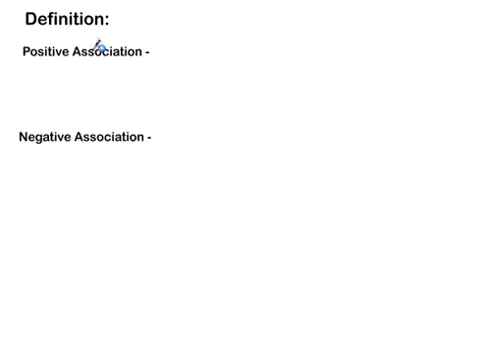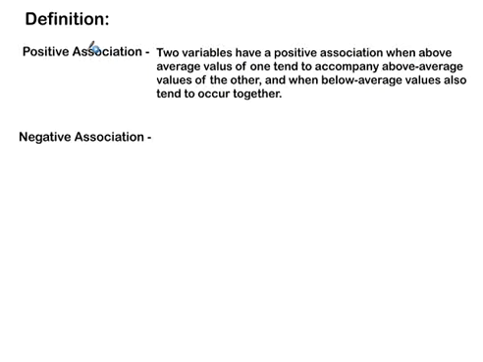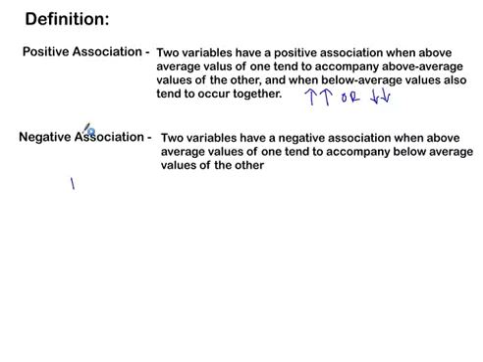All right, so let's talk about positive association and negative association. Two variables have a positive association when above average values of one tend to accompany above average values of the other, and when below average values also tend to occur together. So basically when one goes up, the other goes up, or when one goes down, the other goes down. Negative association is when above average values of one tend to accompany below average values of the other. So one is up, one is down.